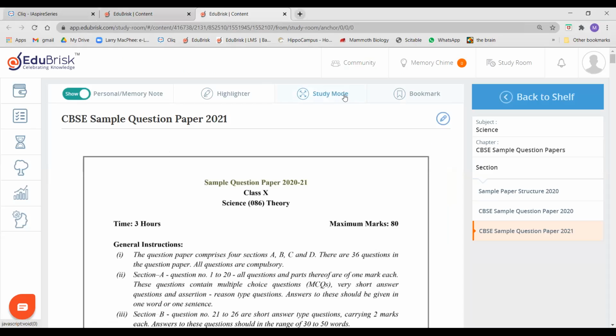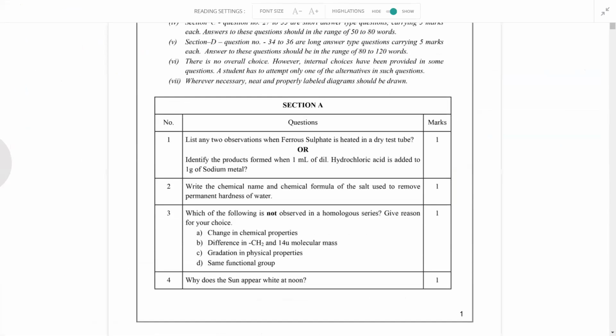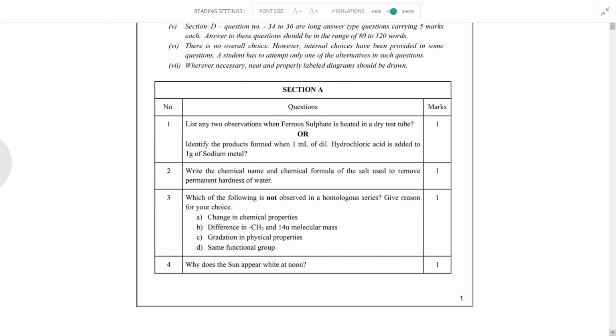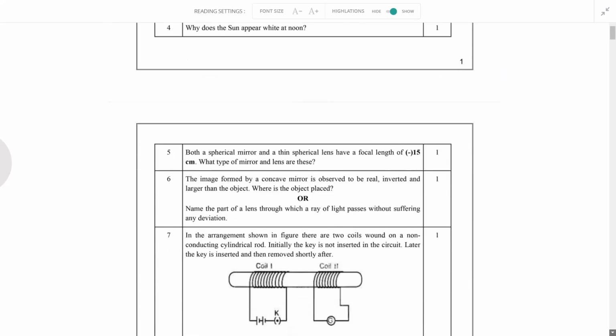So here is this year's sample paper. First is section A. Section A carries a total of 32 questions, and the marks is also 32. The first section is the objective type questions, and you have to answer these in one line, one sentence or one word. This has 13 questions, so the total marks is 13.